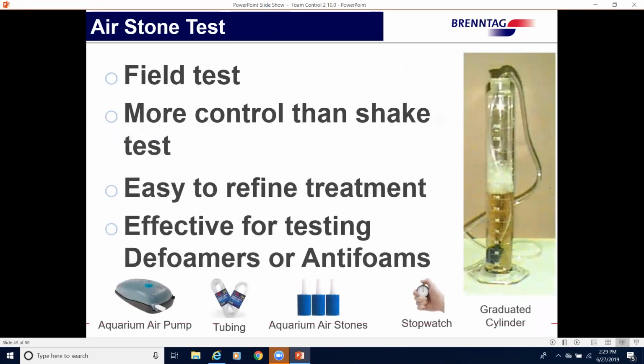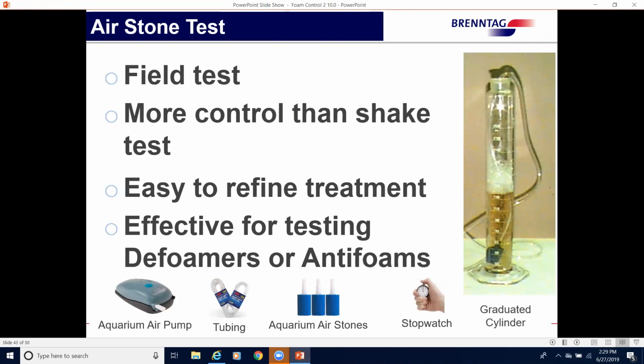So the next test here is the test that many people prefer. It's actually called an airstone test. From a field standpoint, it's usually quite a bit better than the shake test. It does take a little bit more equipment than the shake test, but it allows a more precise measurement of the amount of foam created and the amount of product needed to control it.